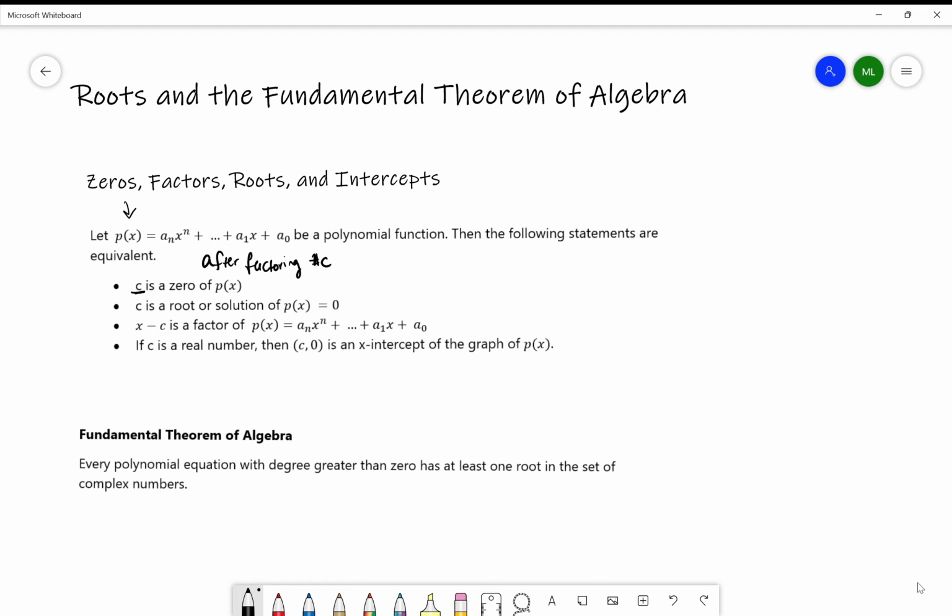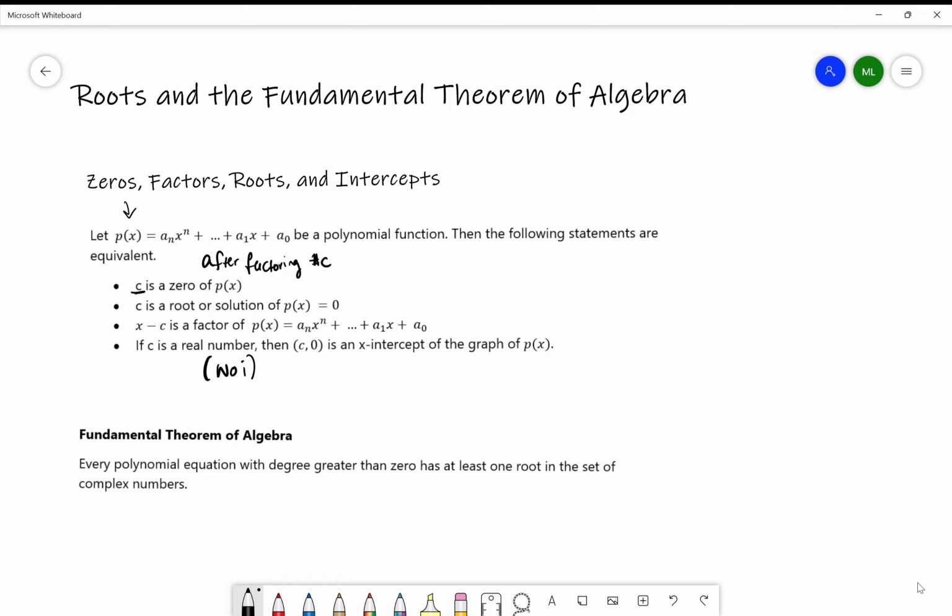And then along the lines of it being a root, we also discussed that it's also an x-intercept of the graph. Especially if c is a real number, meaning it's not imaginary, meaning there's no i associated to it, right next to its number c, then it's also an x-intercept of the graph. So it's a 0, it's a root. If it's a real number, it's not imaginary, it's also an x-intercept. So it can be these three things.